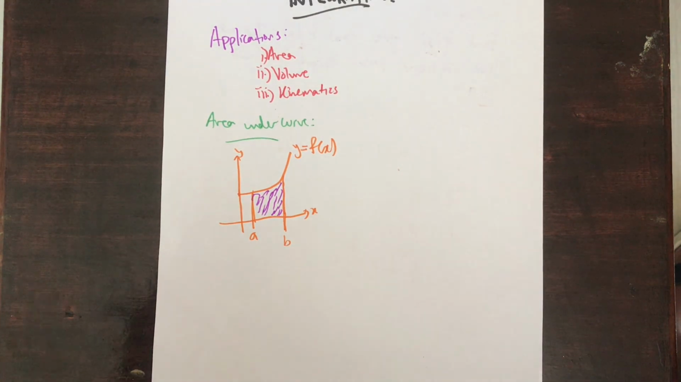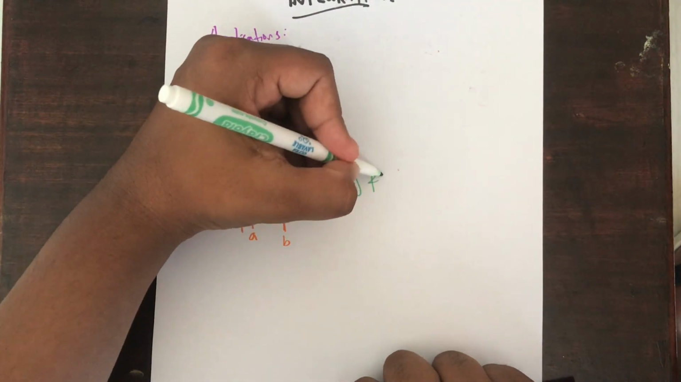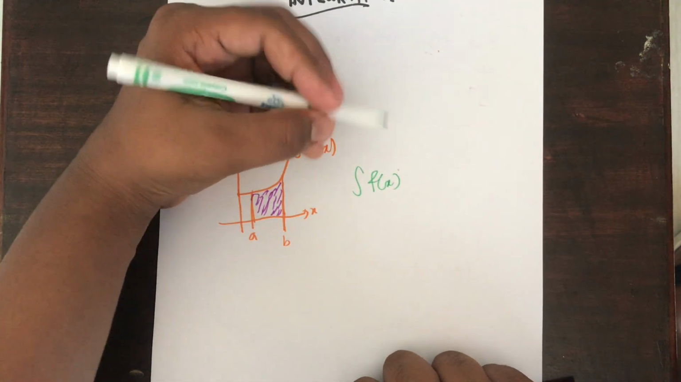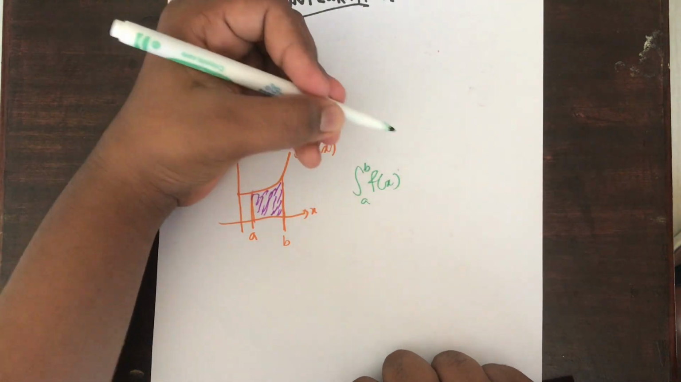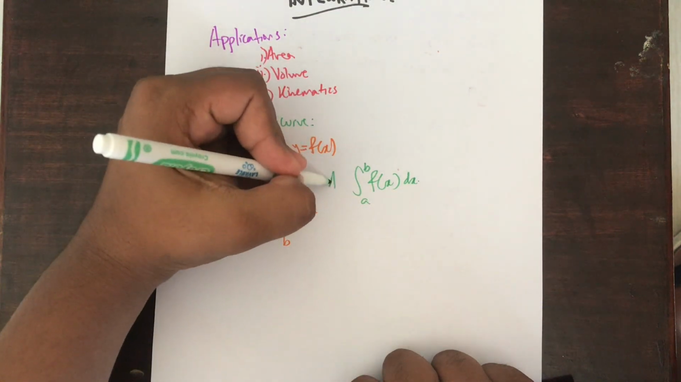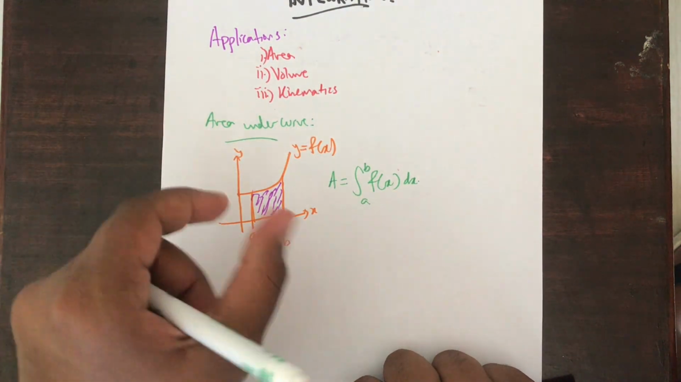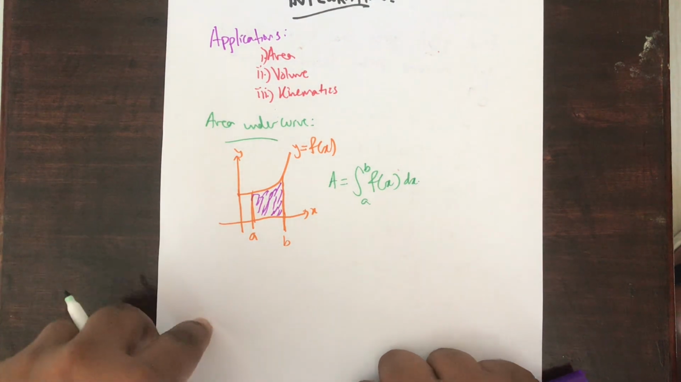So we're actually looking for this area. So how do we do this? There's a formula which we use to get this, and the formula goes like this: you integrate f of x, or the equation of the curve, with the limits a and b with respect to x. If you do this, you're going to get the area under the curve in that region. So let's do an example.